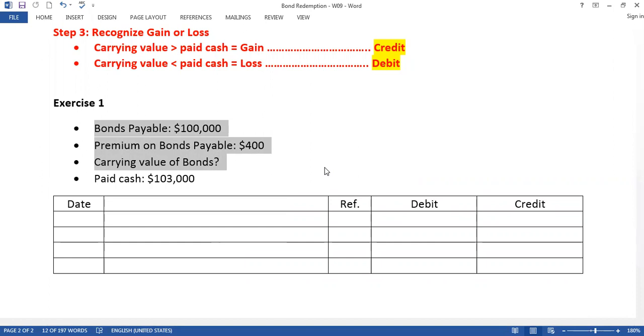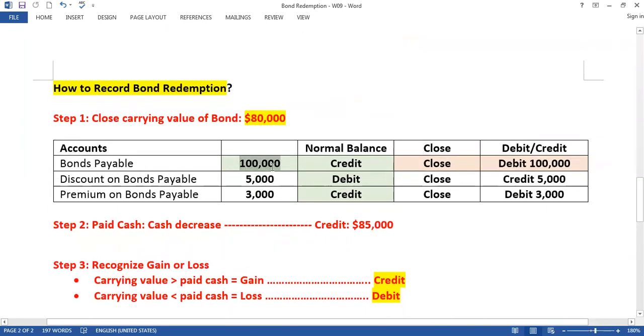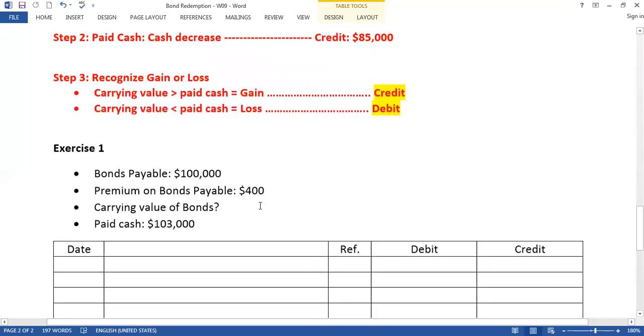Anyone? So we calculate the carrying value of the bond based on bonds payable, discount on bonds, and premium on bonds, right? So what is the amount of carrying value of bond based on these two pieces of information? You don't know? No one can explain? You add these two numbers because both are credit, right? Bonds payable is credit and premium also credit. Credit and credit, plus, right? Very good, yes. This is the carrying value of the bond.